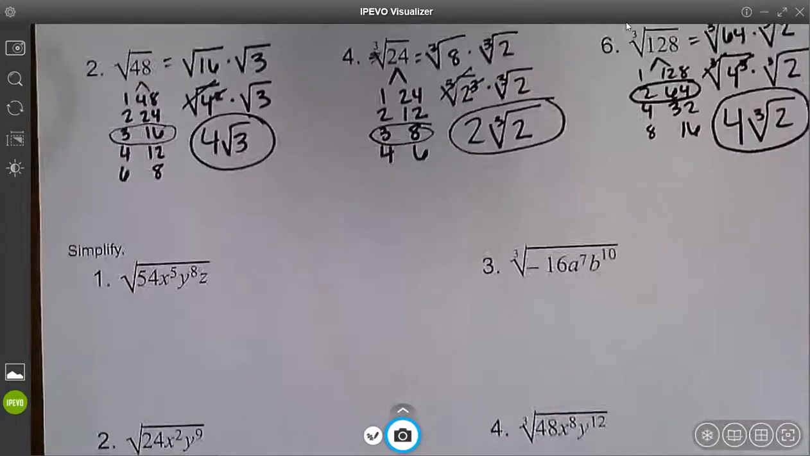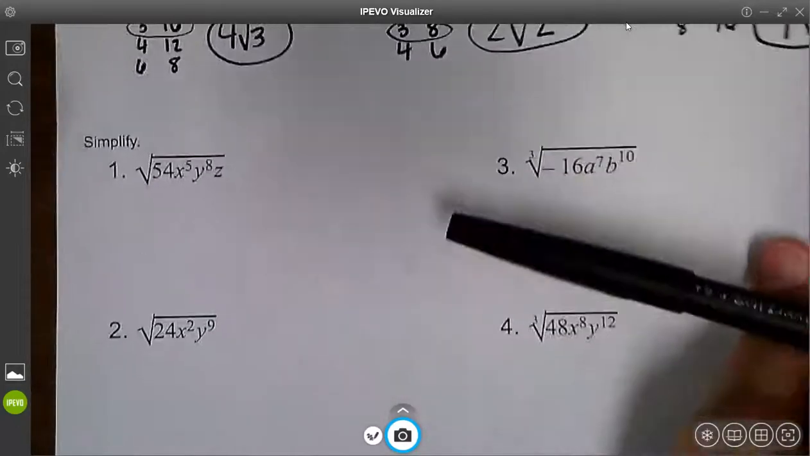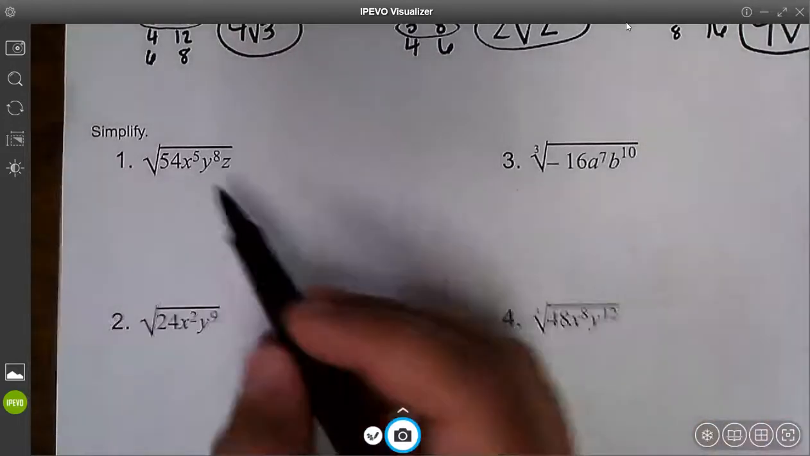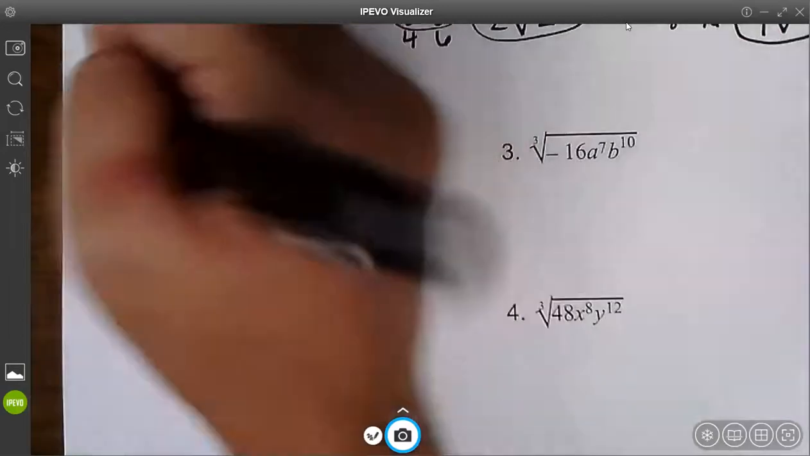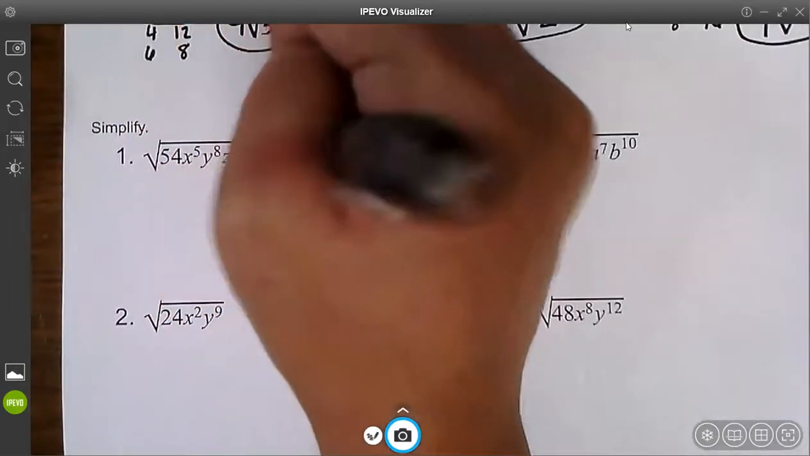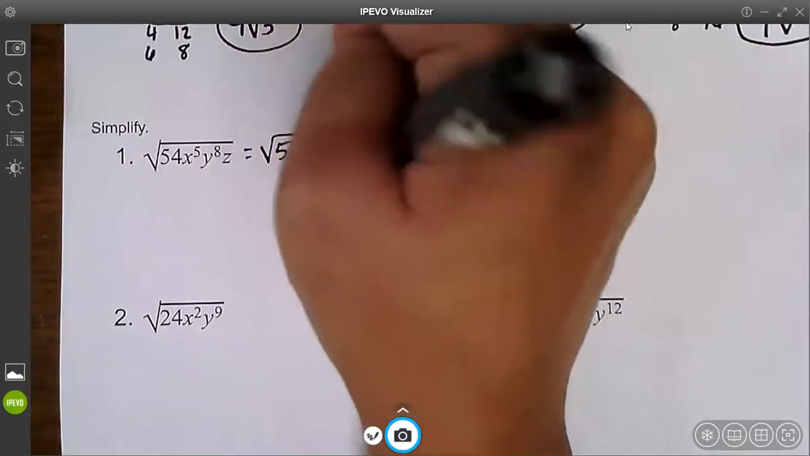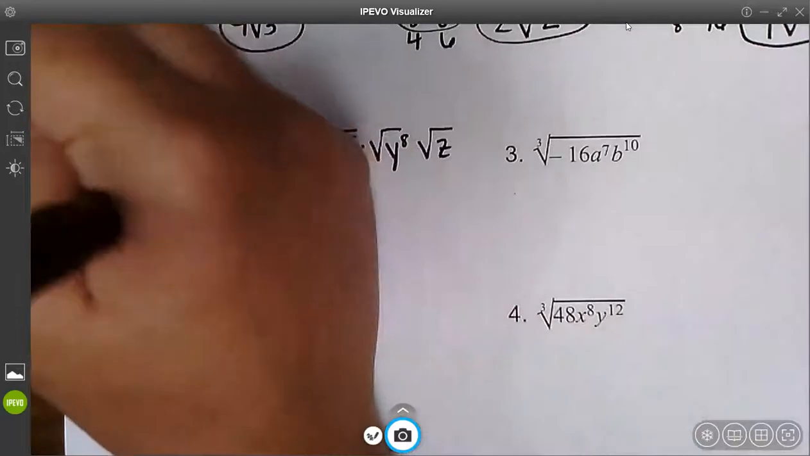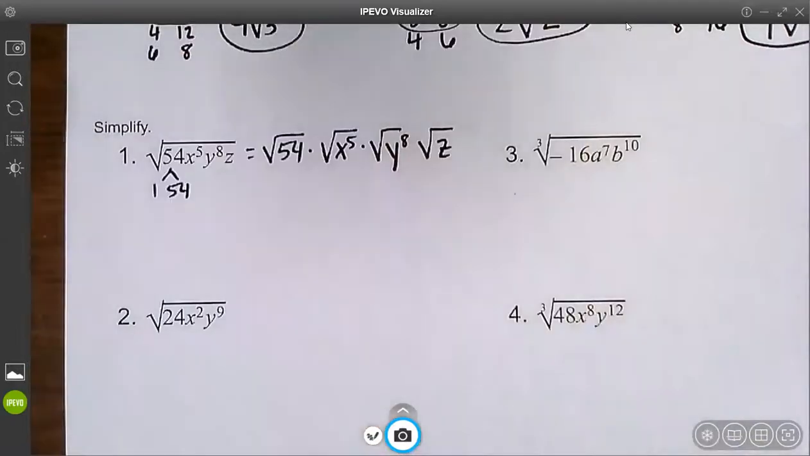Now when we're dealing with variables, our exponents are different for cube roots. So we're doing the same thing that we used to do. Splitting it up, we have the square root of 54 times the square root of x to the 5th times the square root of y to the 8th times the square root of z. Factors of 54, 1 and 54.